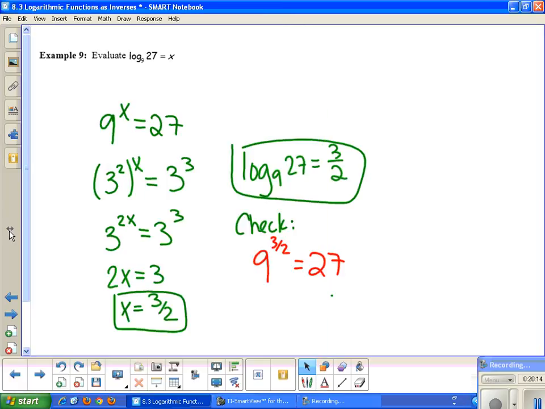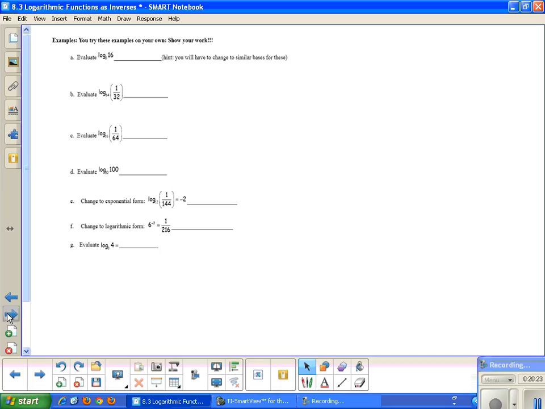So these are very easy to check: go back into exponential form after it's in logarithmic form, and then check by plugging into your calculator. Now, we have the rest of these problems right here. For the rest of them, you are going to try these examples on your own. Make sure you show your work, and then we'll go over them in class. So have these ready for class.